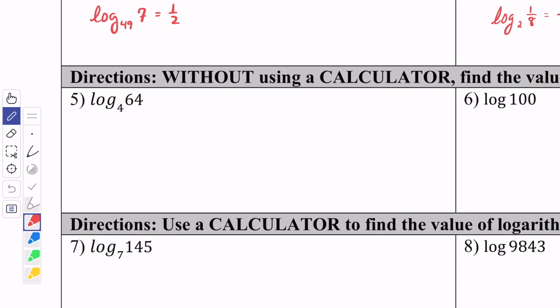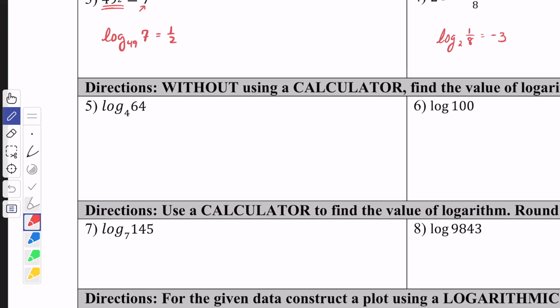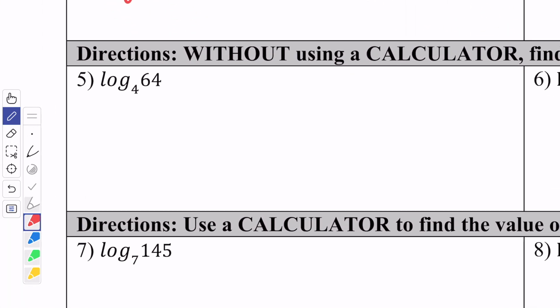Problem 5, without using a calculator, find the value of the logarithm. So now it's like, hey, I don't know what it equals. So we just say, hey, 64 is 4 to what power? That's what that's asking. To do this, we equate bases. So we rewrite 64 maybe as like an 8 squared.